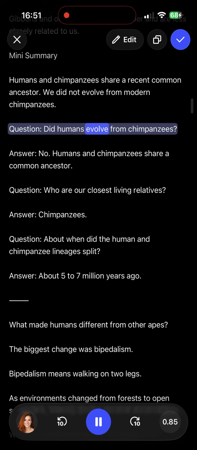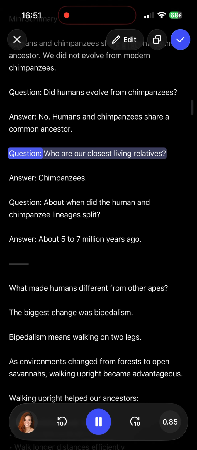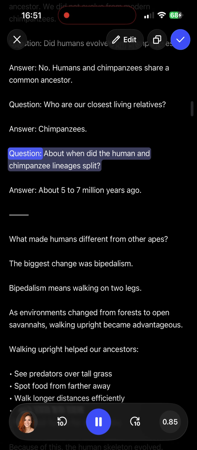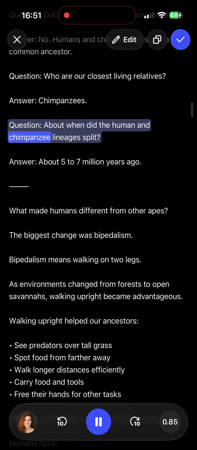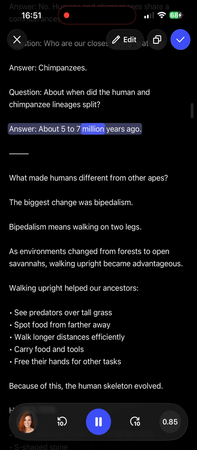Question: did humans evolve from chimpanzees? Answer: no. Humans and chimpanzees share a common ancestor. Question: who are our closest living relatives? Answer: chimpanzees. Question: about when did the human and chimpanzee lineages split? Answer: about 5 to 7 million years ago.